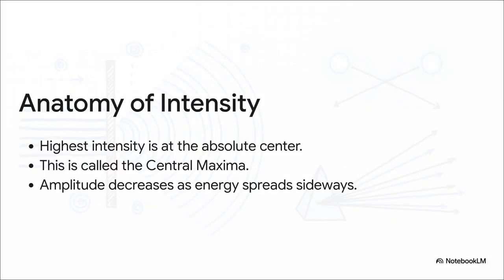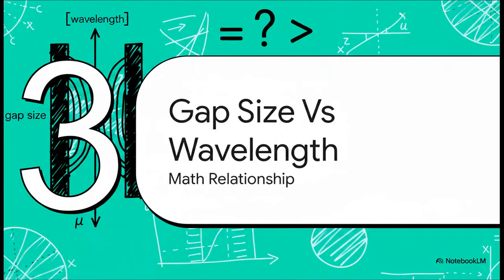So looking at the anatomy of intensity, we see that the energy isn't just handed out evenly. The highest intensity, meaning the greatest wave amplitude, is always right there at the absolute center. We call this the central maxima. As that wave energy spreads sideways from the center, you get these fading edges. The amplitude just gradually decreases the further out you go. Okay, on to section 3, gap size versus wavelength.